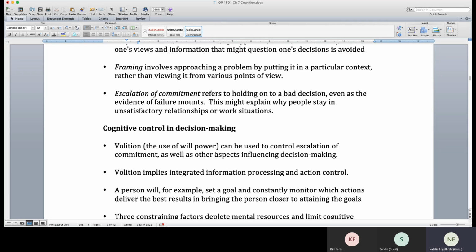Escalation of commitment refers to holding on to a bad decision even as the evidence of failure mounts. This might explain why people stay in unsatisfactory relationships or work situations. I've heard this a lot. People are unhappy in a marriage, but they stay because of whatever reason. People are unhappy in their jobs, but they stay in their jobs and have been in that job for 20 years already. Why?